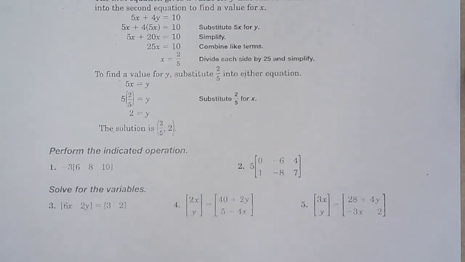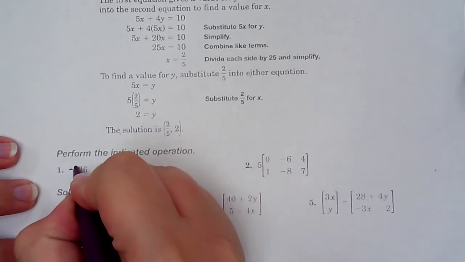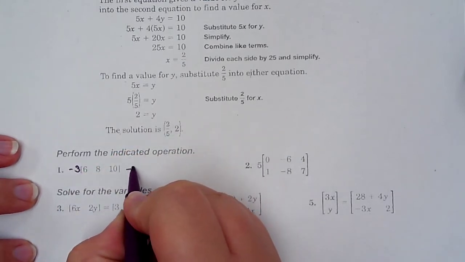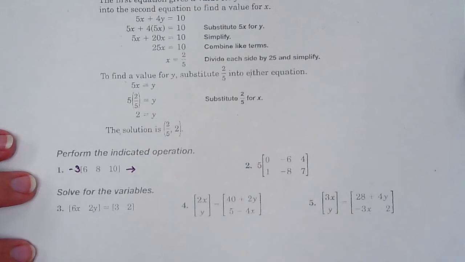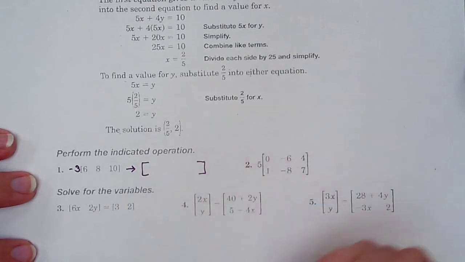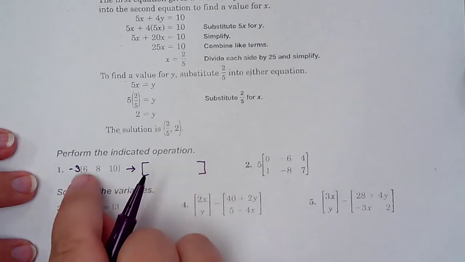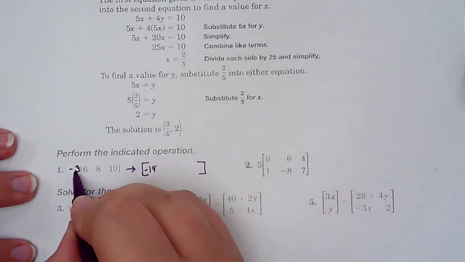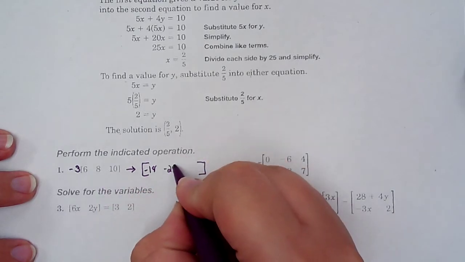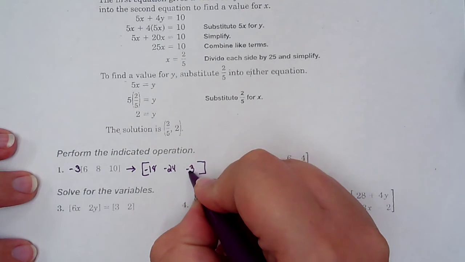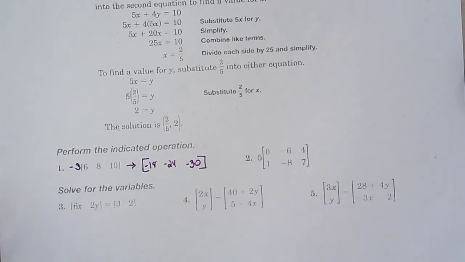The first one is scalar multiplication. We have -3 times the matrix. Remember, if you start out as a 1 by 3 matrix, you have to end as a 1 by 3 matrix. So this one started out with 3 elements. -3 times 6 is going to be -18. -3 times 8 is going to be -24. -3 times 10 is going to be -30. And that is our resulting matrix.